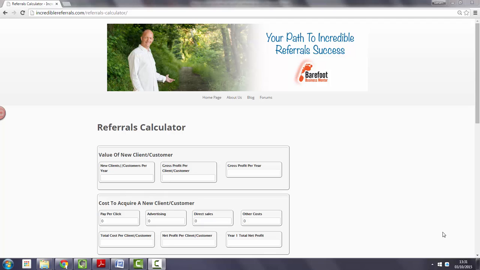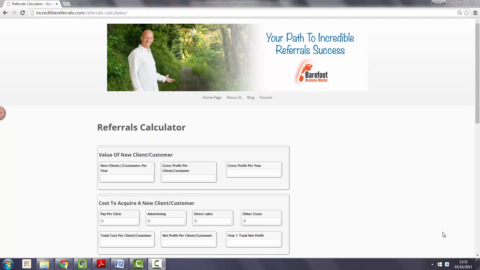Now, to any accountants out there, my terminology may be incorrect. I'm not an accountant. I love numbers, but I'm not an accountant. My interest in showing you this referral calculator is to show you the value for you of a referral and why they are so important for you and your business. And actually, they're quite easy to acquire once you know how.